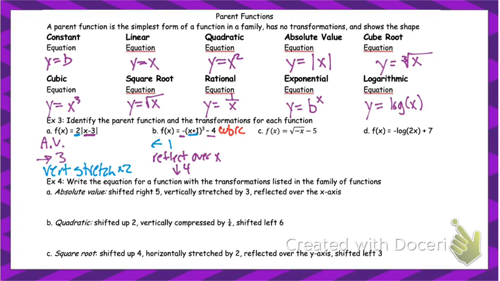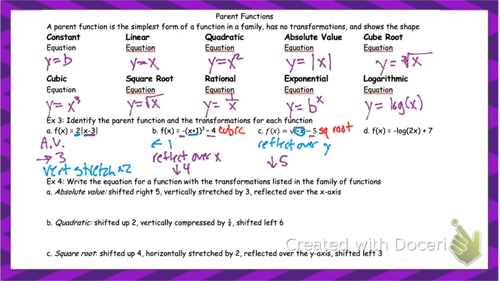All right, now let's look at c. So c is a square root. Everything under the square root, whatever is under the radical, that is basically your parentheses for this equation. So if it's under that root, then that is going to be a horizontal transformation. So the only horizontal transformation is that negative, which is a reflection over the y-axis. The only vertical transformation is that it has gone down 5.